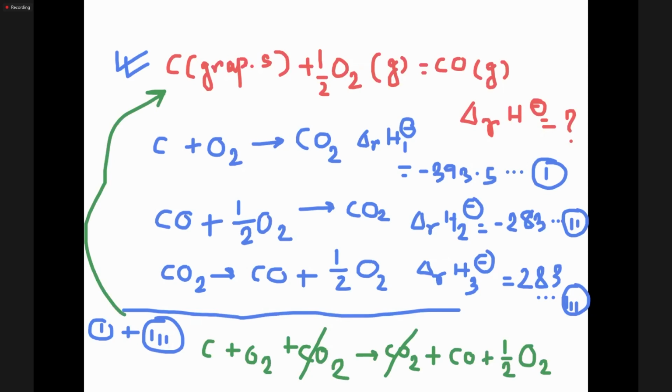And so we have added these two equations, 1 and 3. Now for 1 we have the del H value as minus 393.5, and for 3 we have del H3 as minus 283. So we have to add these two values, and ultimately we get the value of del H as minus 110.5 kilojoule per mole. So I guess with this numerical example, you have got what is meant by Hess's law of constant heat summation.